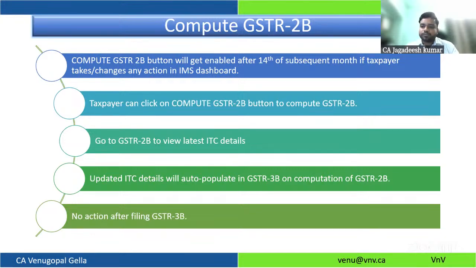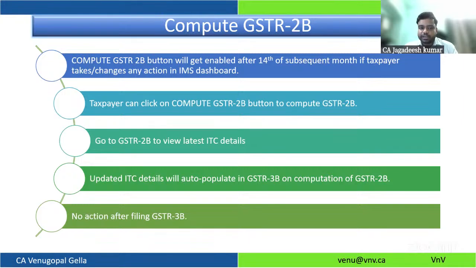So, compute GSTR-2B. This compute GSTR-2B button will be activated only after the 14th of the subsequent month. What is this compute GSTR-2B? As I discussed earlier, if I take any action after the 14th, when my draft GSTR-2B has been generated on the 14th of the subsequent month, right?